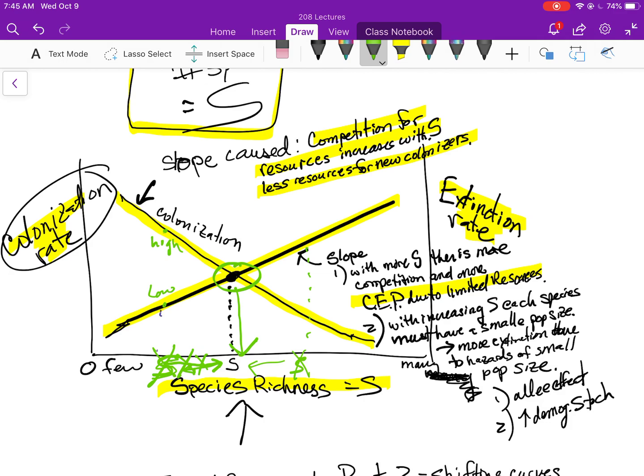And that is the island biogeography model with all of its components that you need for class.